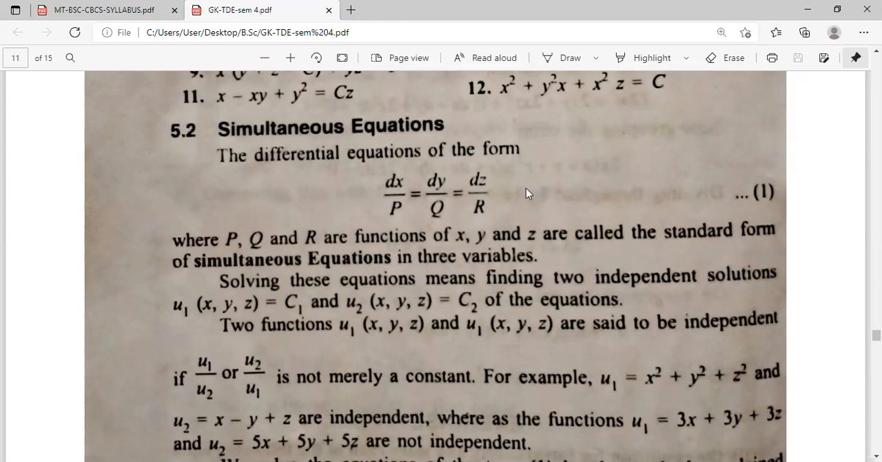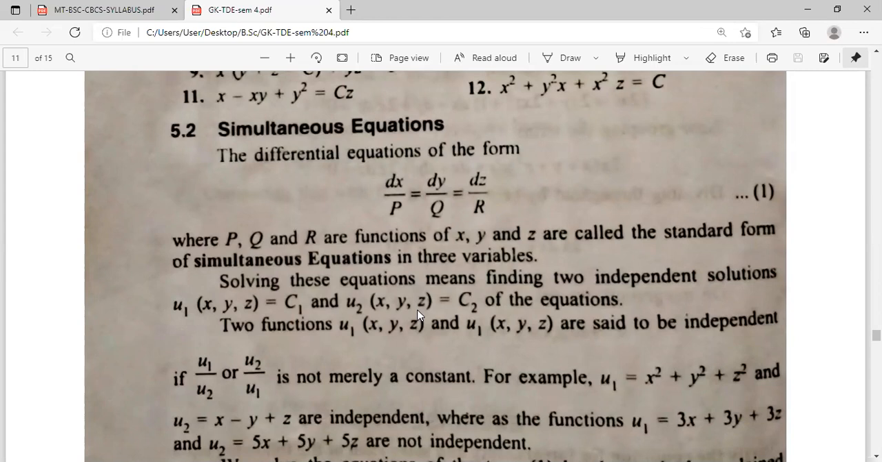Here, P, Q, R are functions of x, y, z. This is called the standard form of the simultaneous equation in three variables. What are the variables? x, y, z are the variables. Solving these equations means finding two independent solutions: u1 of x, y, z equal to C1 and u2 of x, y, z equal to C2 of the equations.